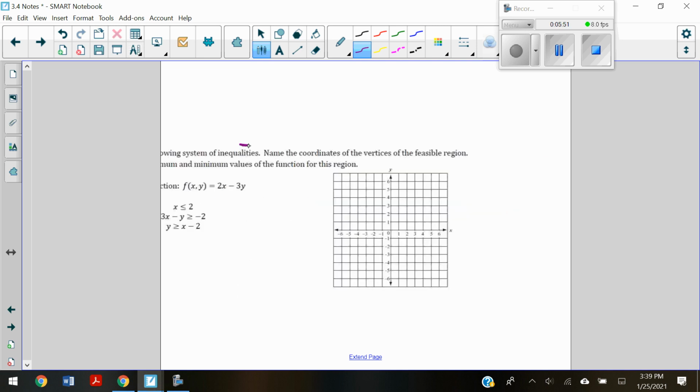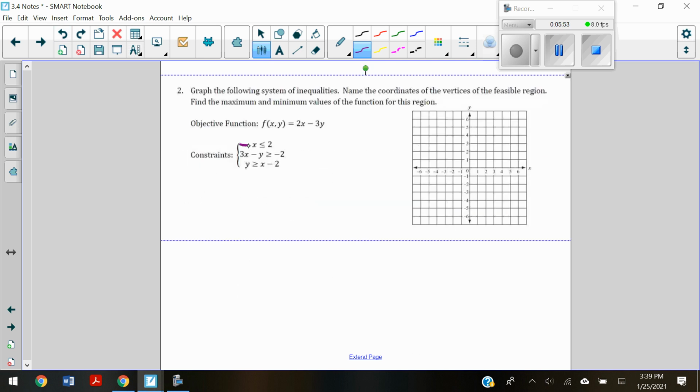Oh no, it moved on us. All right, so it's just an X, so it's a vertical line, and it's equal to, so it's a solid line at 2. And it says less than 2, so all my numbers that are less than 2 are to the left of my line.